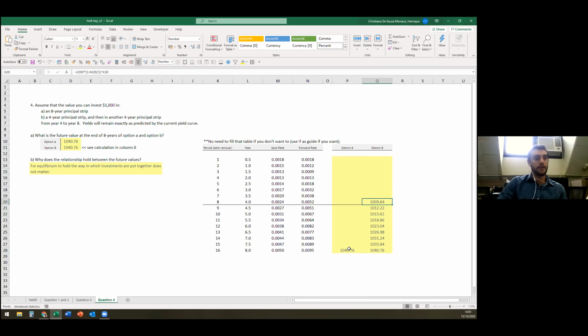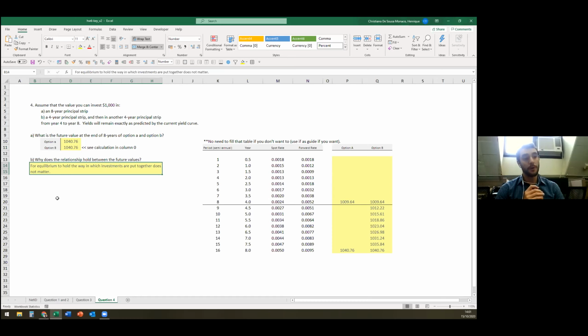Okay, if you did halfway here, despite the calculation being different, you would find those 1009 over here, same for both. And it is like this, right? Because you have this equilibrium that should hold. You cannot arbitrage by doing that, okay? So the way that you put that together doesn't matter.